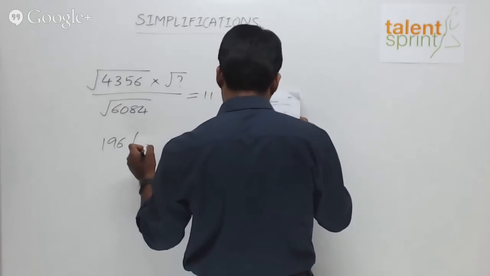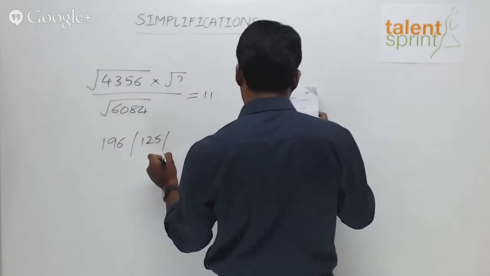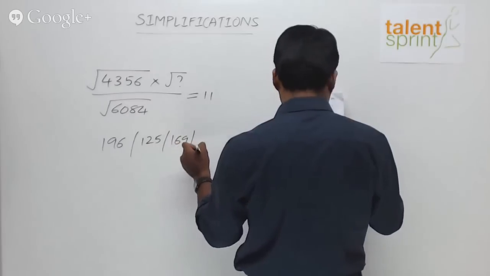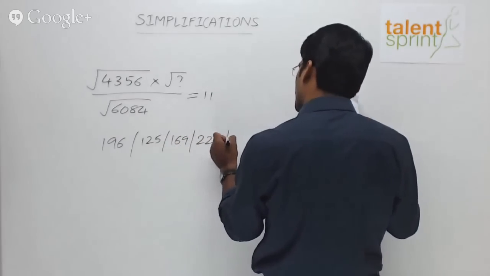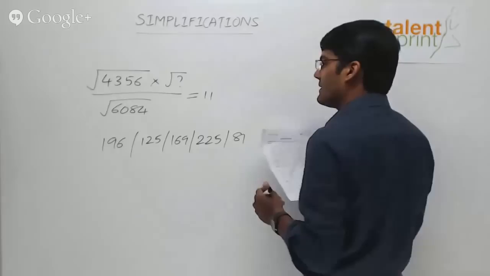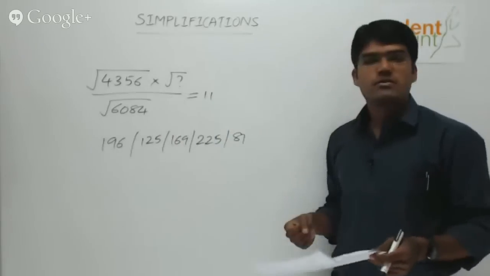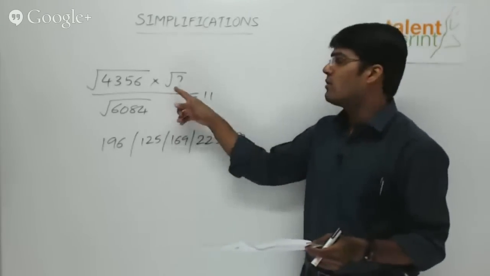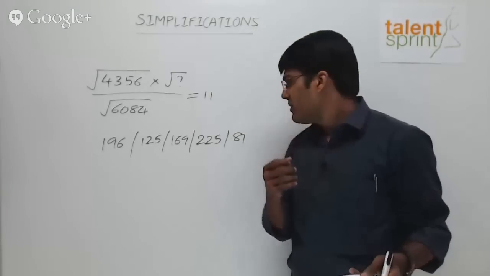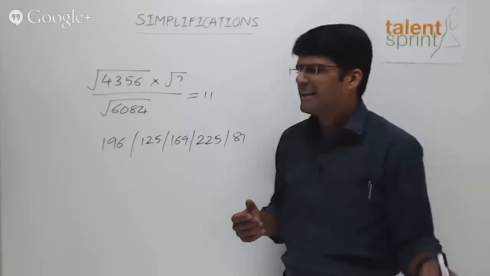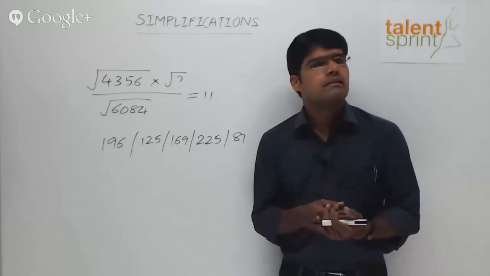196 is the first option, then we have 125 followed by 169, 225, and the last option here is 81, right? Simplify this and find out what comes in place of question mark. What comes in place of question mark? I think not more than 30 seconds.